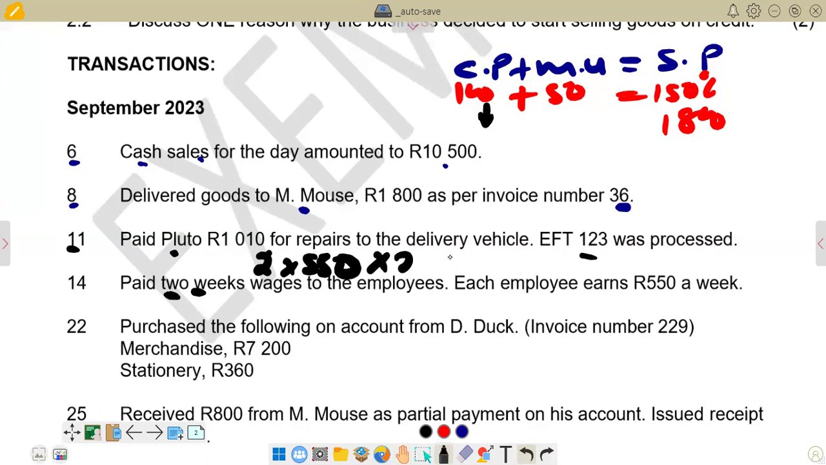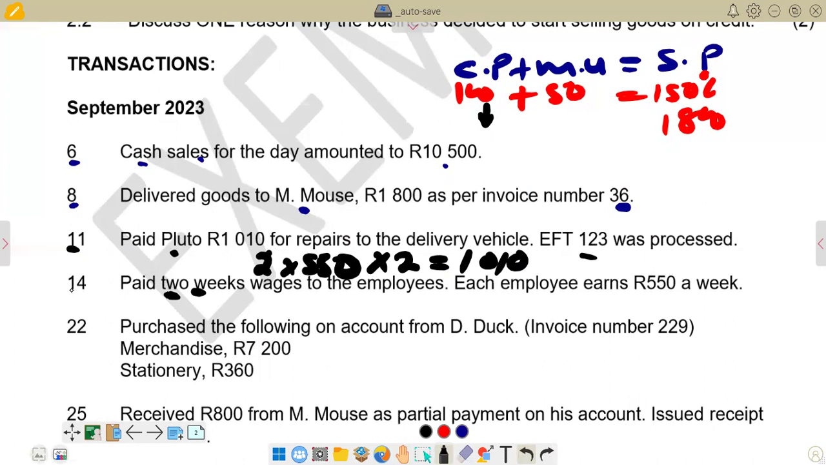Get the total for those 2 weeks. So we calculate it by saying 2 times 150 times 2. Then we are going to get 1,010. So this is the total.